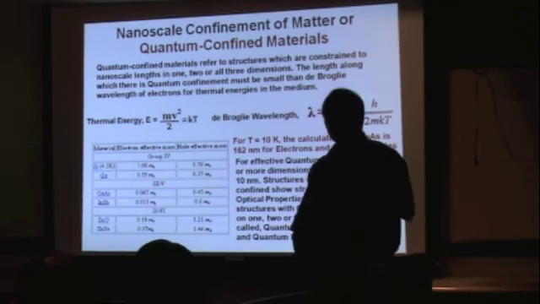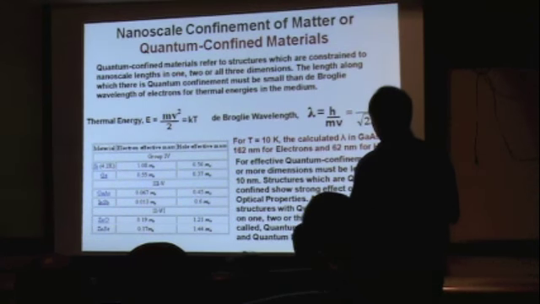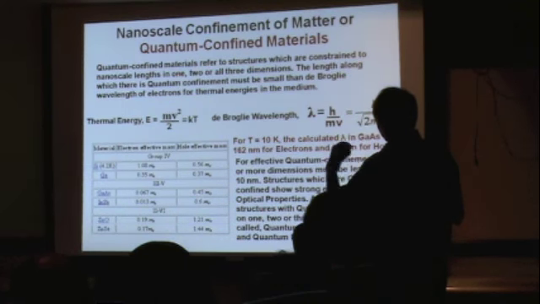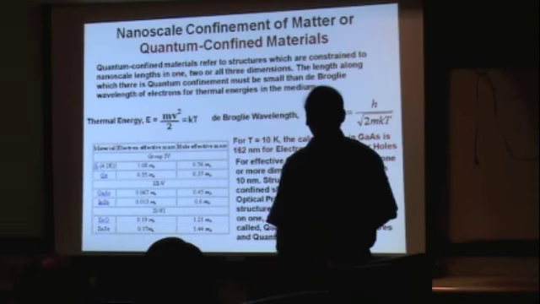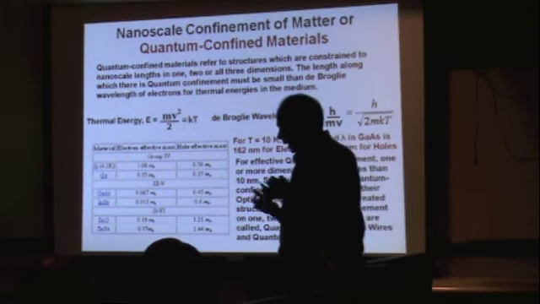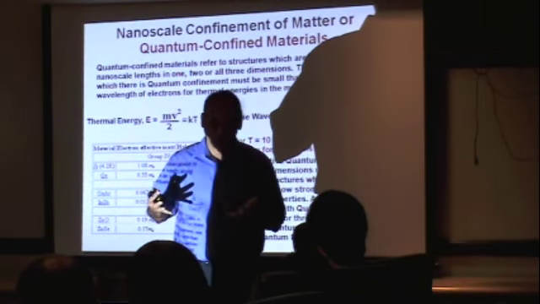So quantum confined materials refer to structures which are constrained to nanoscale lengths in 1, 2, or 3 dimensions. You can have a quantum well, a quantum wire, a quantum dot. And the length along which there is quantum confinement must be small compared to the de Broglie wavelength. Again, when I say the length has to be small, what does that mean? It has to be small compared to something.